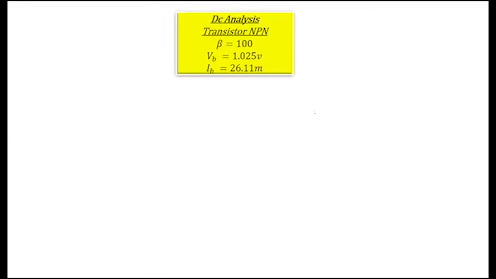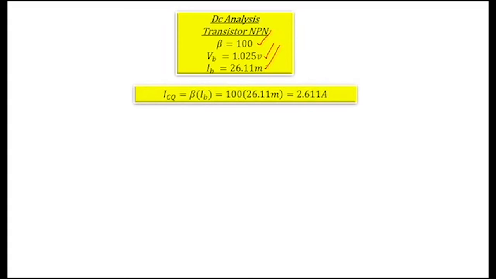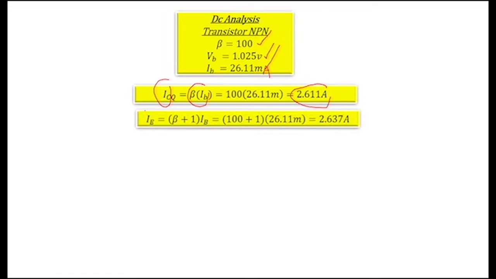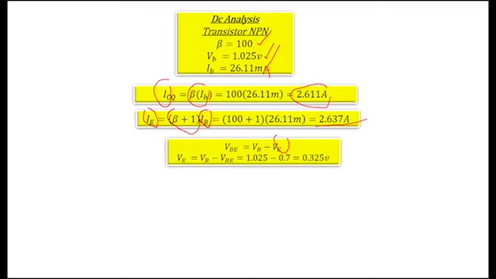As we know, for our BJT transistor NPN, the value of beta we will use is 100. The value VB at the BJT is 1.025 volt and IB is 26.11 milliampere. Oh, I forgot to put ampere. So first we should calculate ICQ, which is beta times IB, then we'll get 2.611 ampere. Then we calculate IE, which is beta plus 1 multiplied by IB, then we'll get 2.637 A. Then we calculate VE, which is from VBE equals VB minus VE, and we exchange the place of VE.